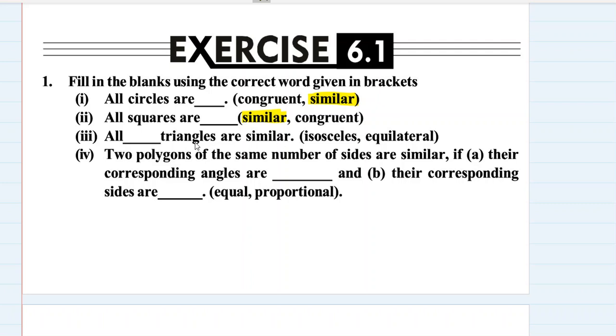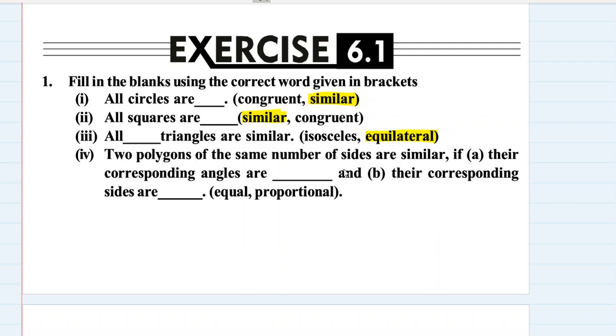All dash triangles are similar. All equilateral triangles are similar. All isosceles triangles are not similar, because in equilateral triangles, all the angles are always 60 degrees. So any two equilateral triangles, no matter if their sides are of different length, their angles will still be 60 degrees each. That means they will be equiangular, and we know that equiangular triangles are always similar.